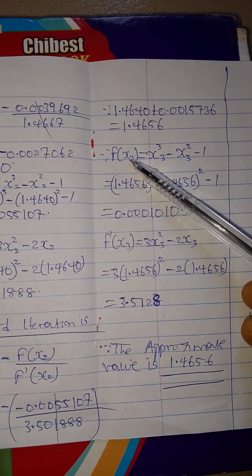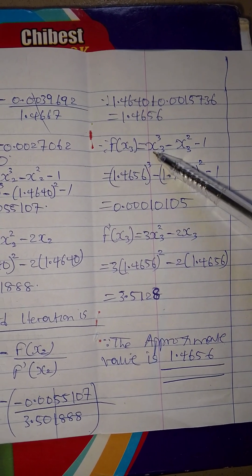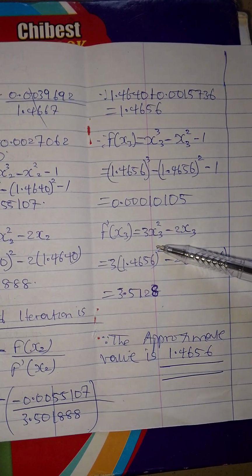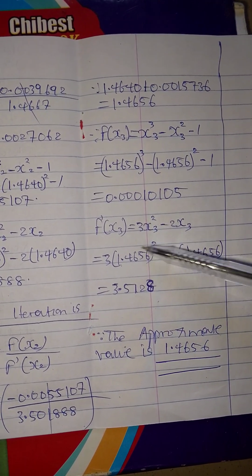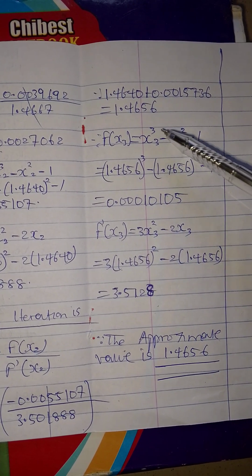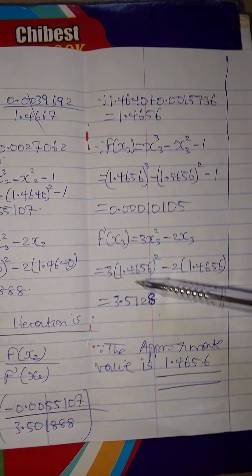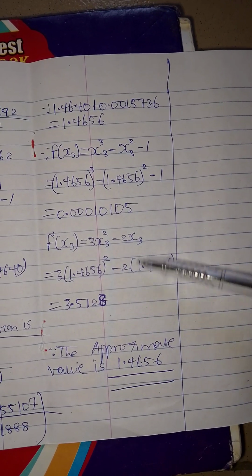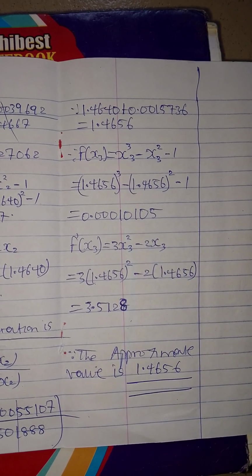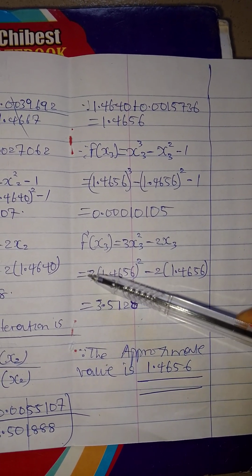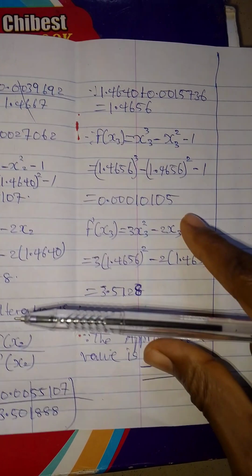After doing that, I have to find f prime of x3, which is the derivative of this, giving 3x3 squared minus 2 x3. So I input the value of x3 into this. The value of x3 was this. So I put it in, and that becomes 3 times 1.4656 squared minus 2 times 1.4656. Evaluating everything here, this squared multiplied by 3 and so on, will give me 3.5128.